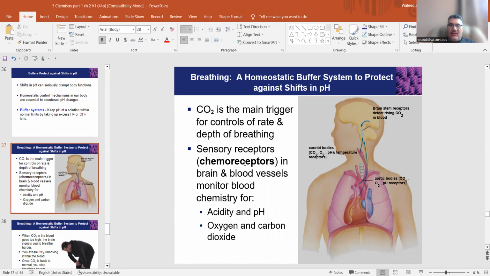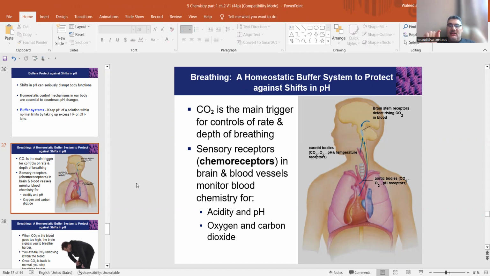Here's the link. We have something called chemoreceptors. These receptors detect the chemistry of the blood, and if it's getting acidic, they send a signal to the brain, and the brain will tell your respiratory system to speed up or slow down according to the chemistry of the blood. Chemoreceptors. We have those in our blood vessels and in our brain, and they constantly check the pH of our blood. If it's getting acidic, you're going to breathe more. If it's getting alkaline, you breathe less.